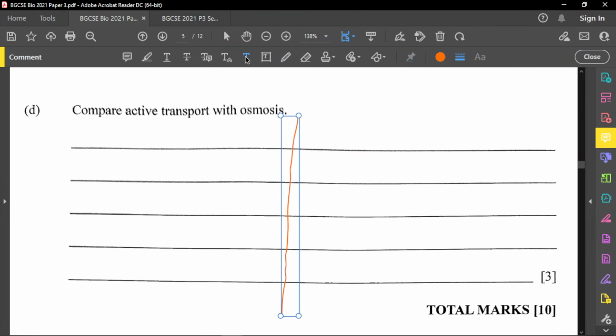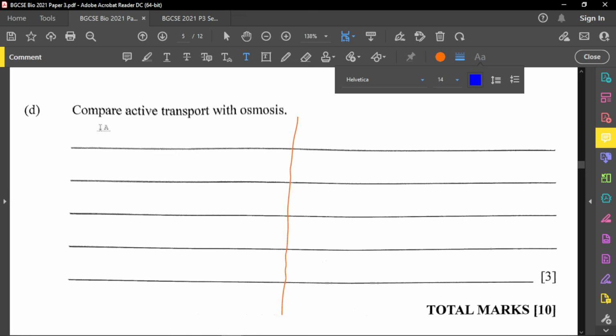Then on one side, I'll put active transport here. And nothing is wrong with this. You just want to organize the paper properly. It's about quality over quantity. Once you have the information and it is correct, then you are good to go. And let's put osmosis here.